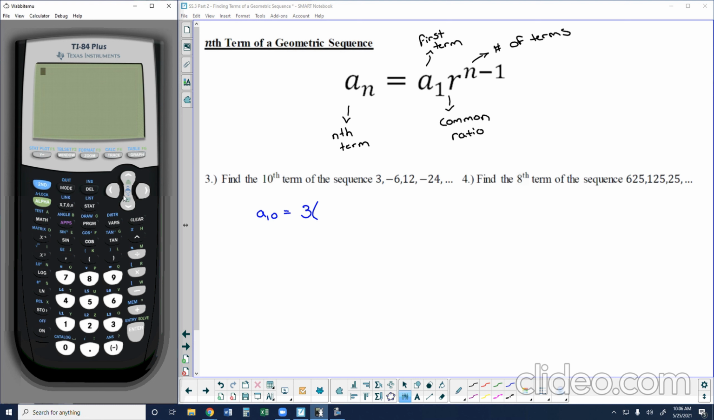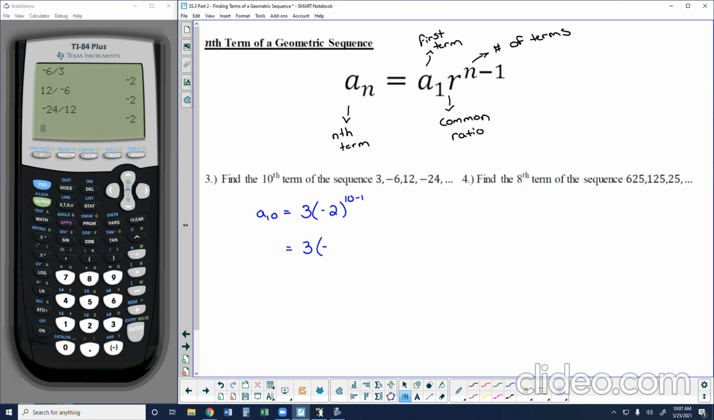Remember, the common ratio can be found by taking any term, let's say the second term, -6, and dividing by the previous term, 3. And we want to confirm that this ratio is going to be common, so we want to divide each of the given terms by the term that came before it. If we do so, we're going to see that the common ratio is -2. So I can substitute in a -2 for r. Then my exponent is going to be n minus 1, or 10 minus 1 in this case.